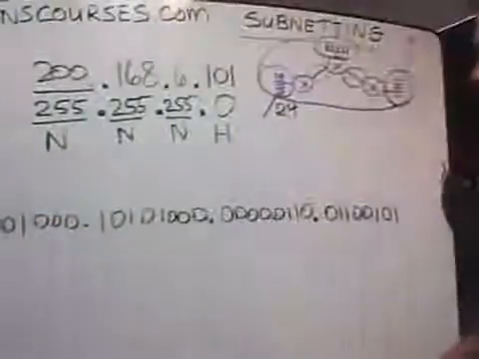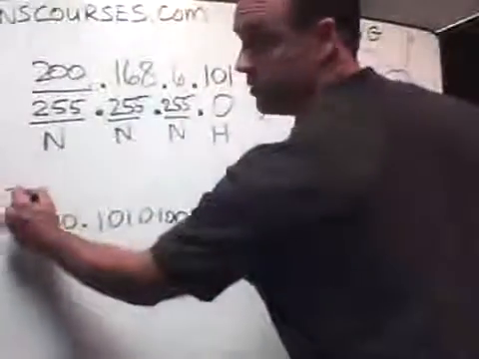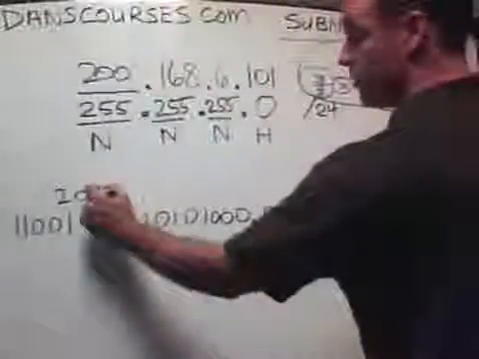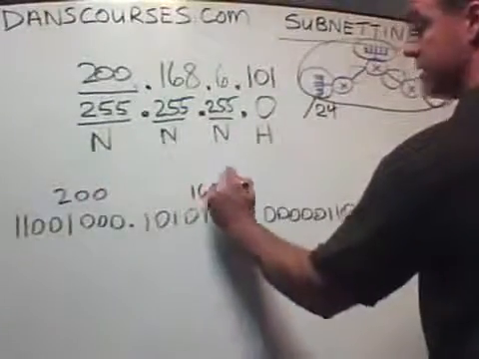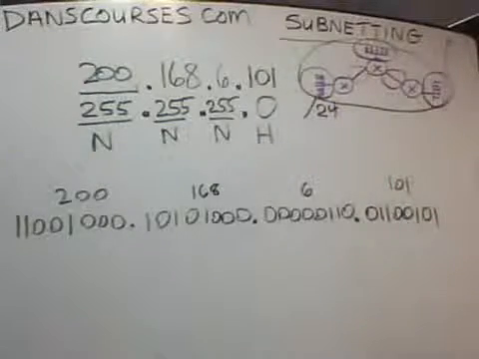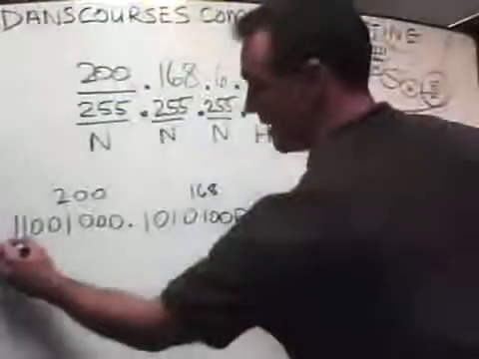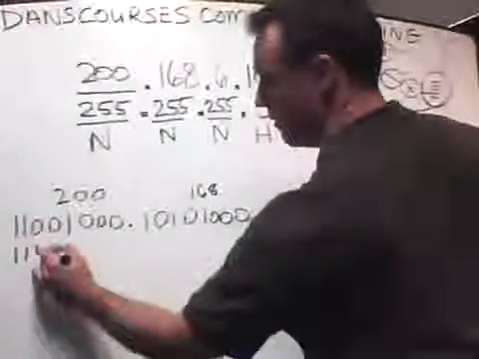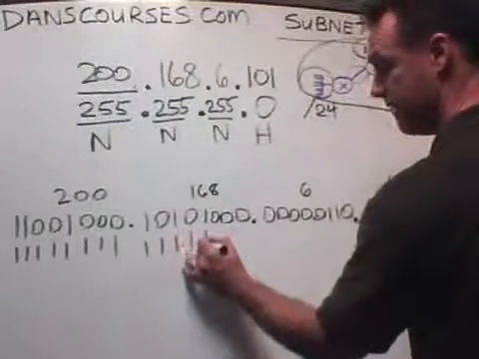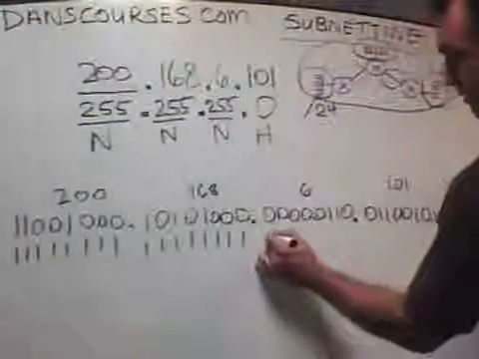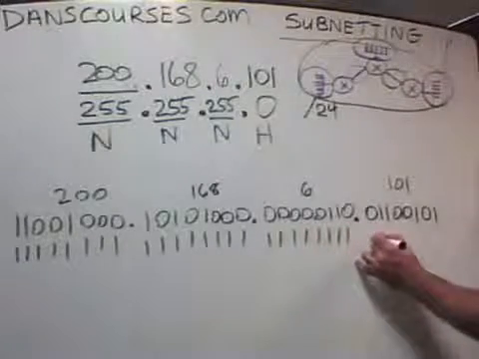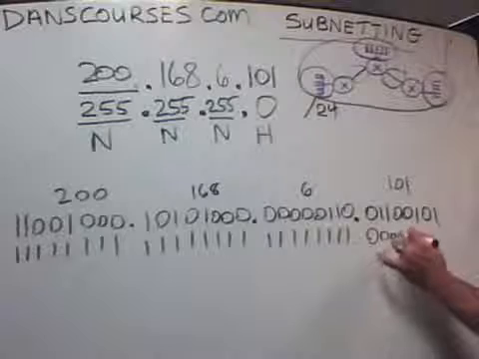All right, so there you go. There it is. 200, 168, 6, 101. And now we need the subnet mask. And that's pretty easy. 1, 2, 3, 4, 5, 6, 7, 8. 1, 2, 3, 4, 5, 6, 7, 8. 1, 2, 3. And zeros.